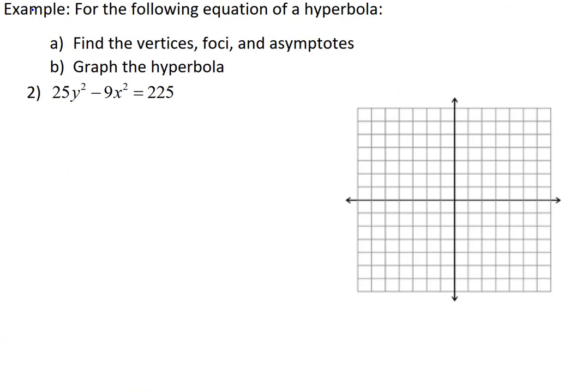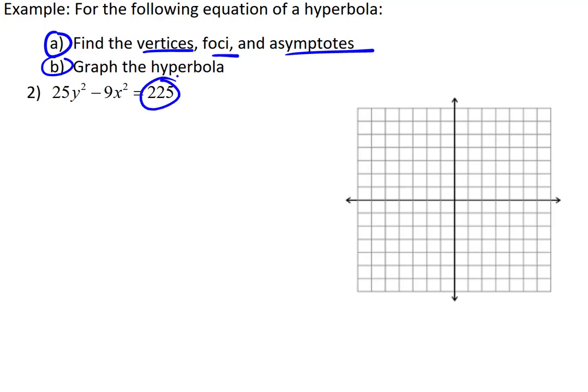Let's try another example where for the following equation of a hyperbola we want to do a couple things. First of all, find the vertices, foci, and asymptotes, and secondly, graph it. Now this equation reads 25y squared minus 9x squared equals 225. You'll make an observation hopefully right away that this does not quite line up with the general form of a hyperbola listed above in our notes.